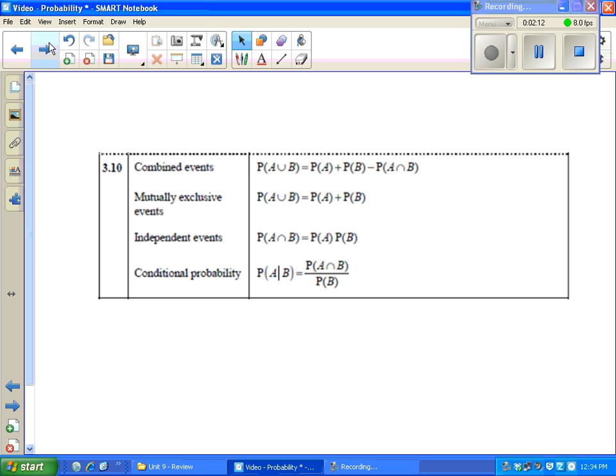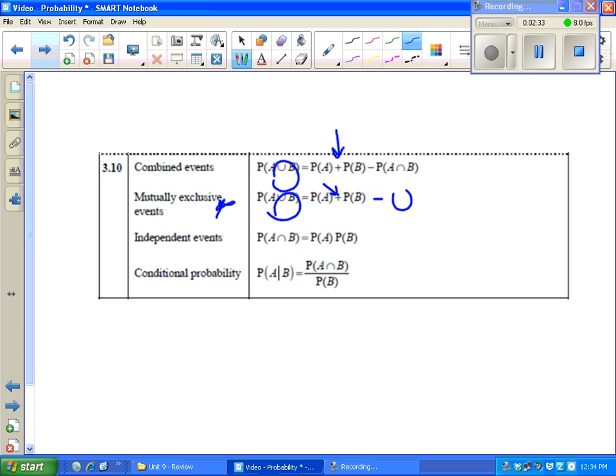Here is just a little refresher on what you are given on your formula page. So you'll see combined events, that's the probability of A or B. And if you notice, there's an or here, there's an or here. That's when we are adding. The only difference is when they are mutually exclusive events, in this case, we are really just subtracting off 0, right? Because the probability of A and B is 0. So if they are just regular combined events and not mutually exclusive, you need to make sure you're subtracting off the probability of A and B. If they are mutually exclusive, you're really just subtracting off 0, so you're not subtracting anything.